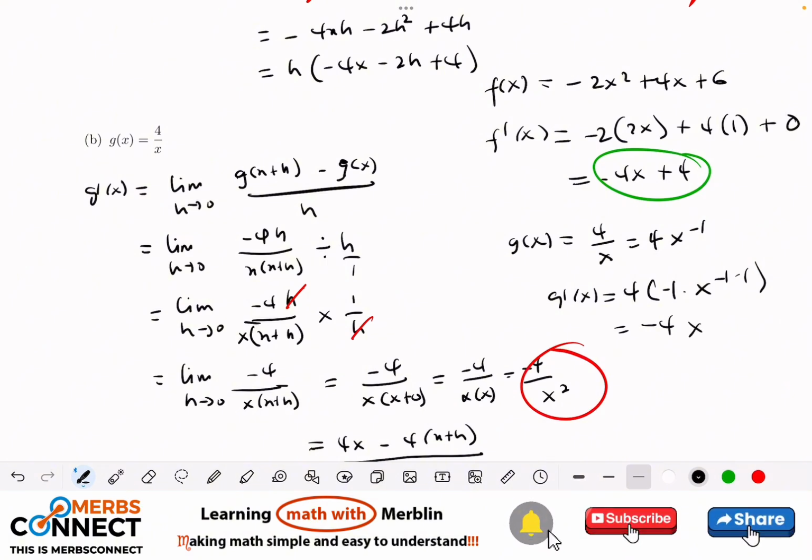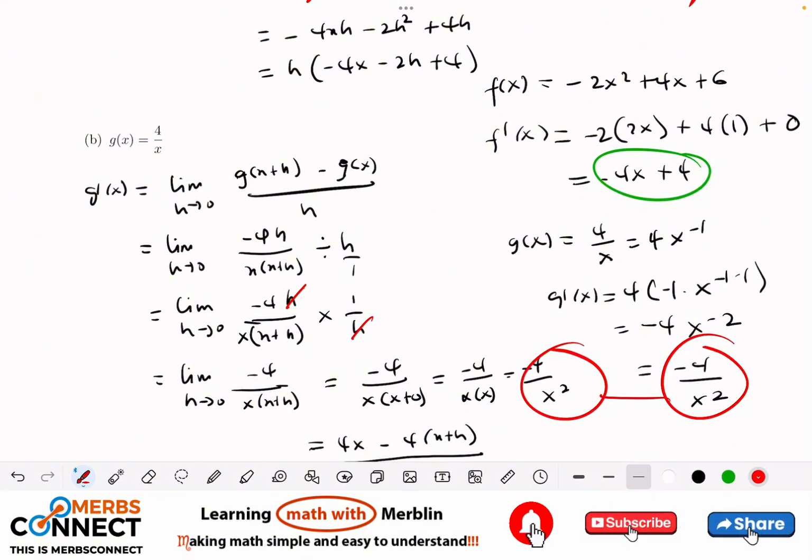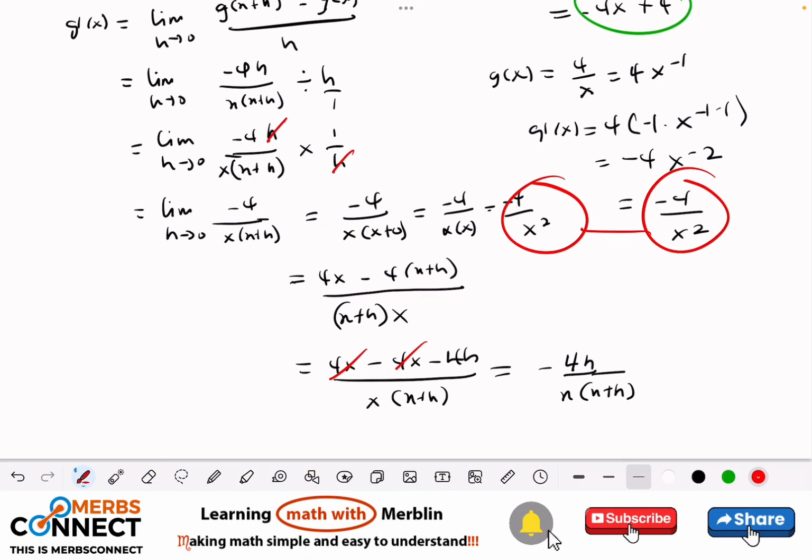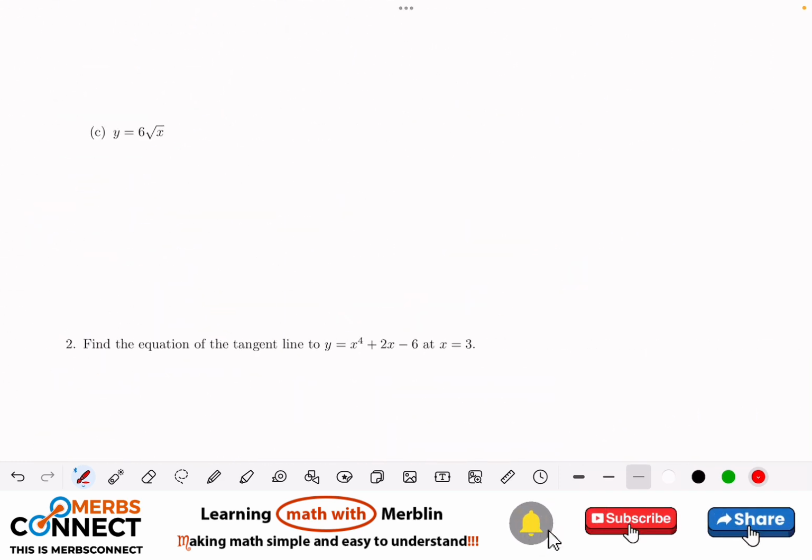Then minus 1 minus 1 will be minus 2. And this is the same as minus 4 divided by x to the power 2, which is the same as this. So we can use the limit definition and we can differentiate it to confirm, right? So as I said, if the question is saying use the limit definition, when you are done, then you do the normal differentiation to check if your result is true, right? Good. So that is the idea.